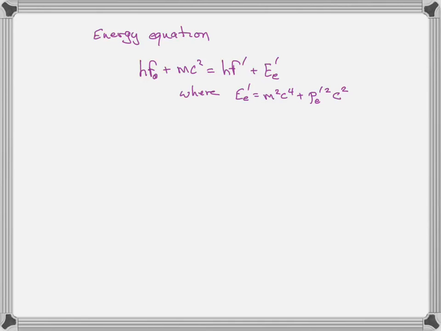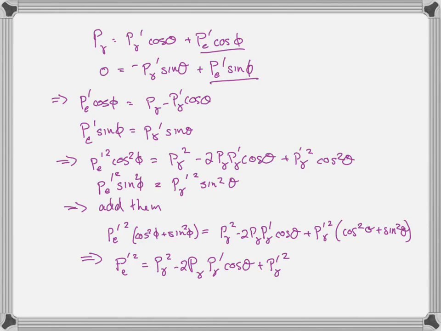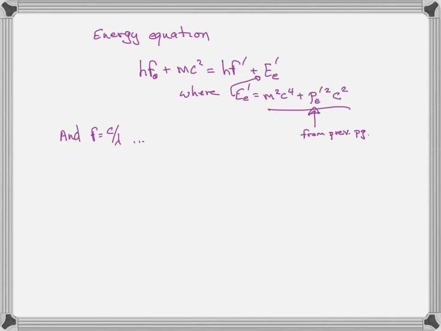Remember, our energy equation was this, and I'm going to make a substitution for the energy with the relativistic energy, putting it in terms of momentum, because we now have an expression for p_e prime squared at the bottom here that we can plug in. So we literally just take the expression from the previous page, plug it in for p_e prime squared, plug the expression for the energy into the energy equation, and solve. And we do make the substitution f equals c over lambda. I'm not going to do these steps because I have a full page of algebra, but it is truly just solving. It's algebra. There's no calculus, no complicatedness.